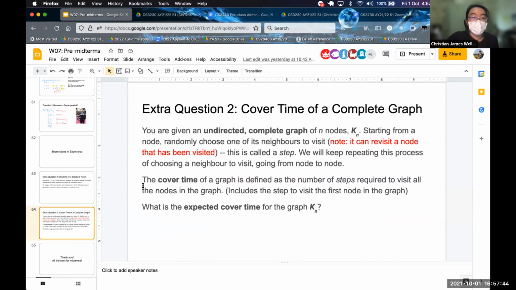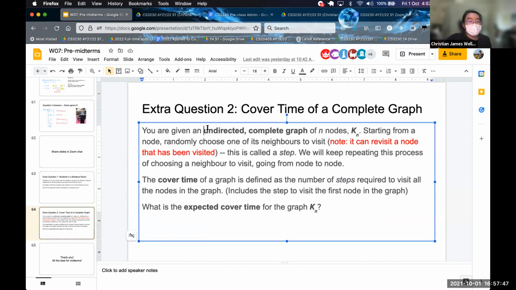The next question is more interesting. You're given an undirected complete graph of n nodes, called Kn. Starting from a node, you randomly choose one of the neighbors to visit. An important note, which I didn't exactly say in yesterday's class and gave a bit of confusion, is that you can revisit something you have visited. This process of randomly visiting someone is called a step. Then we keep repeating this process: choose a neighbor to visit, go there, choose a neighbor to visit, go there, and so on.